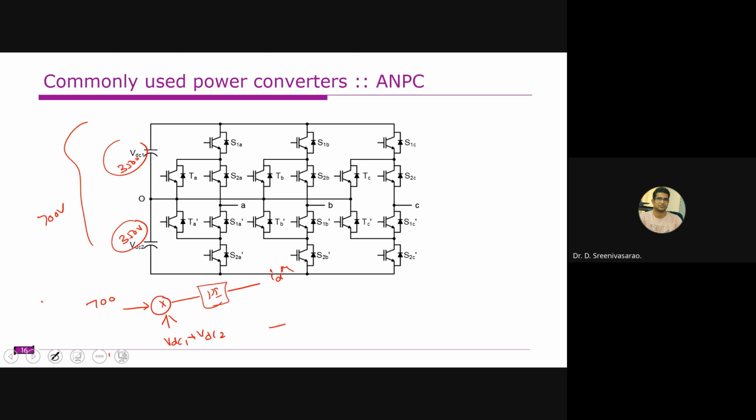So what we do is take the difference between these two, that is VDC1 minus VDC2. Under steady state, it is supposed to be 0, right? So this is compared in another PI controller. It also generates some ID star. So these two IDs we will add, and that gives you the ID star.